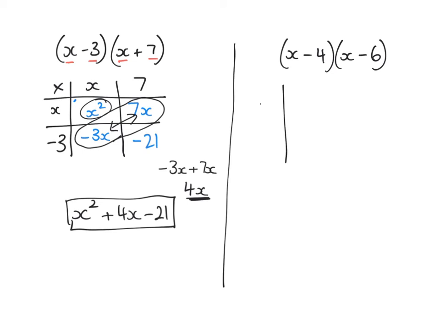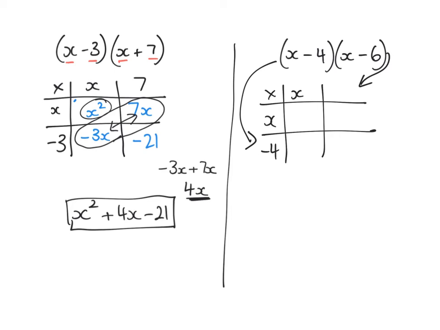Okay. So you should have drawn a grid. Should have split this one over here. So we've got an x and a -4. This one up here, so we've got an x and a -6. X times x is x squared. X times -6 is -6x. X times -4 is -4x. And be careful, -4 multiplied by -6 is +24.